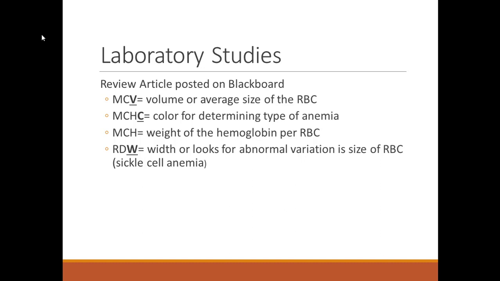When we get into iron deficiency anemia, it's going to be a low MCV, so a low volume, and a low MCHC, so a low color, a hypochromic color. Vitamin B12, you're going to see an increased MCV, which is increased volume, and a normal MCHC, so a normal color.